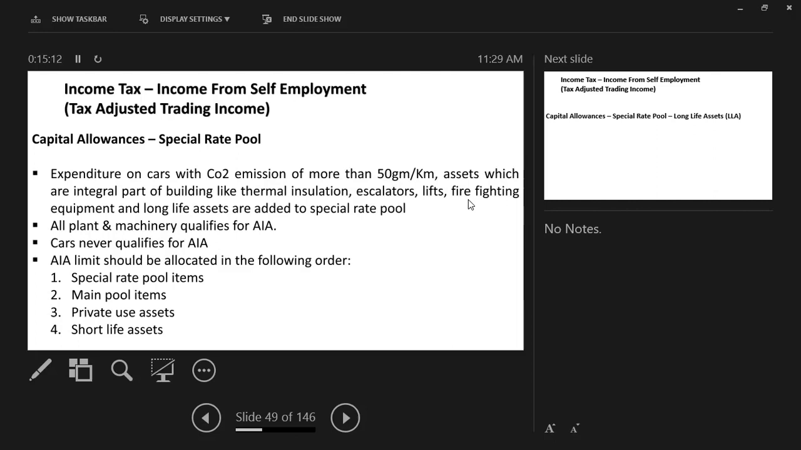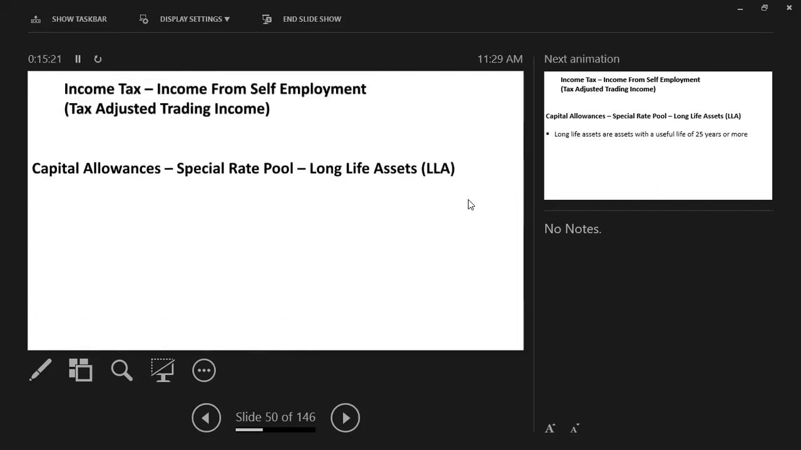So this should be the order to allocate AIA if there are multiple items which are purchased in a current year. So next is the long life assets. Let's discuss what the long life assets are, because we discussed that long life assets are included in special rate pool.